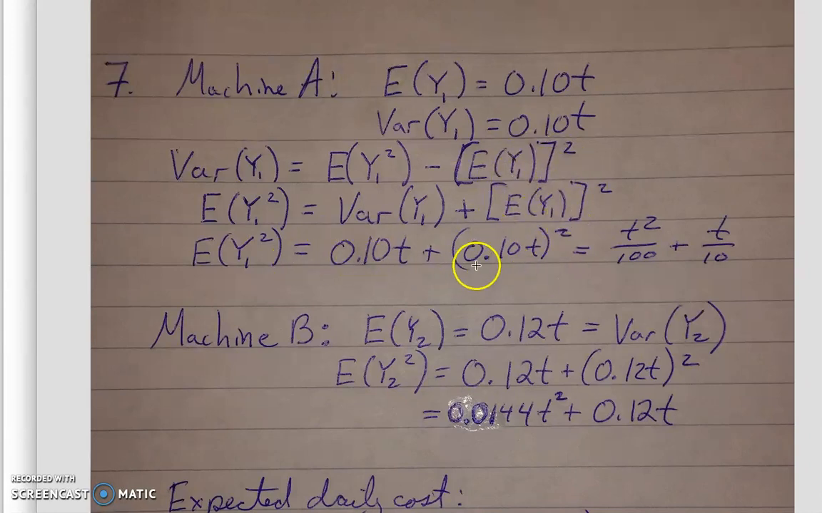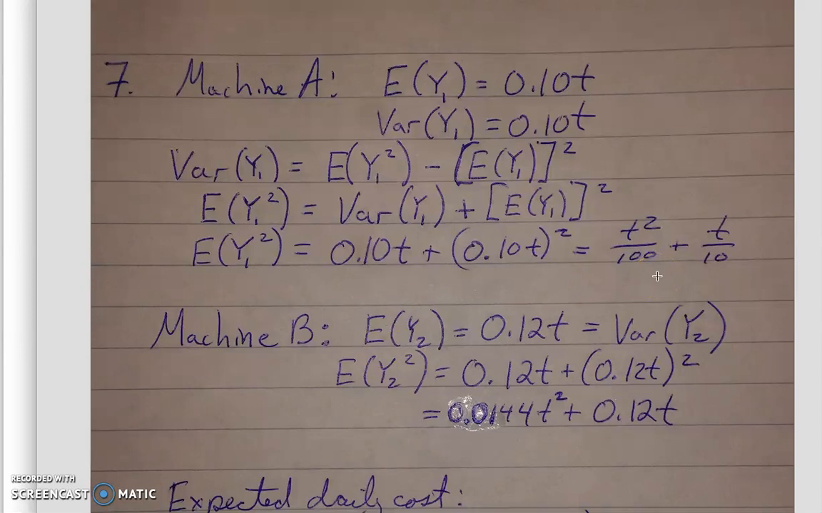Just filling in the information that was given to us, we can see that the expected value of the square of y1 is 1/100th t squared plus 1/10th t. Likewise, we can do the same thing for machine B and find that the expected value of the square of y2 is 0.0144 t squared plus 0.12 t. Well, that's great.